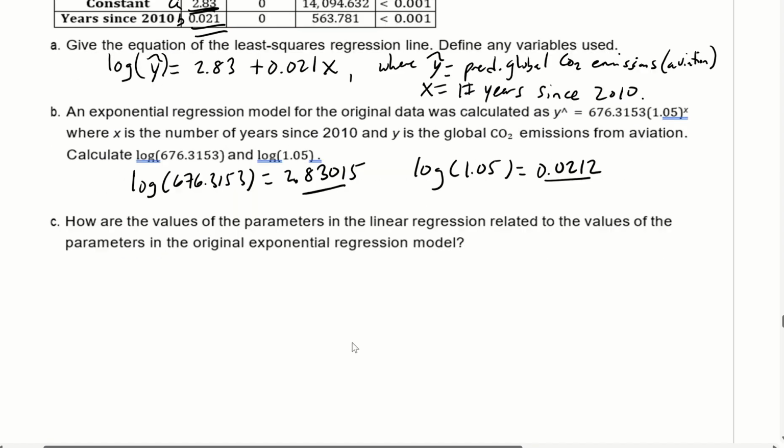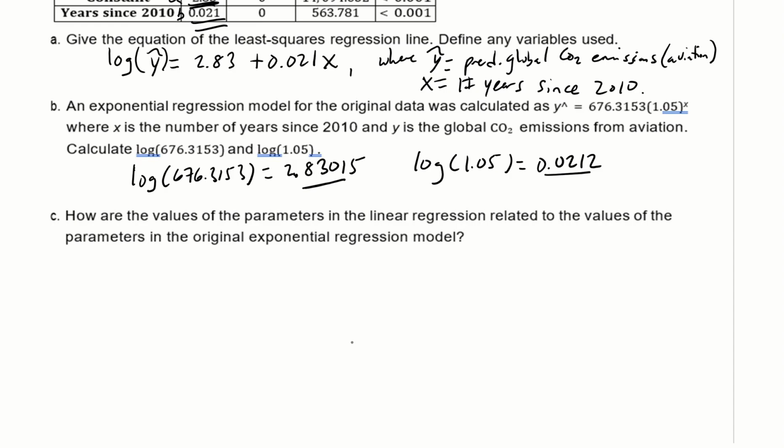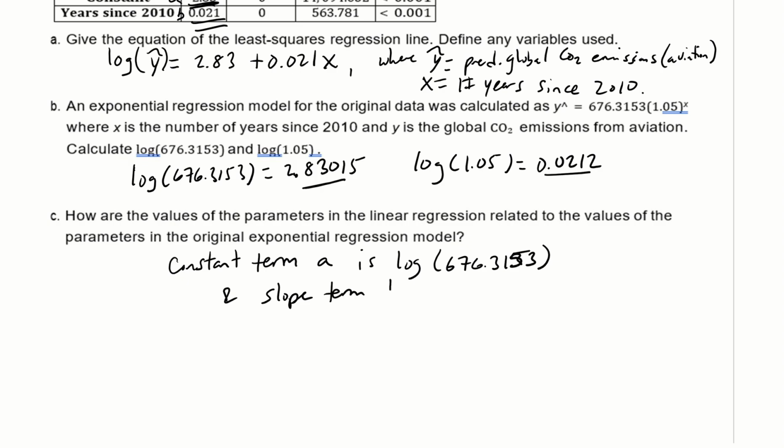So how are they related? Well, they're related because the constant term A is log of 676.3153, and slope term B is the log of 1.05.